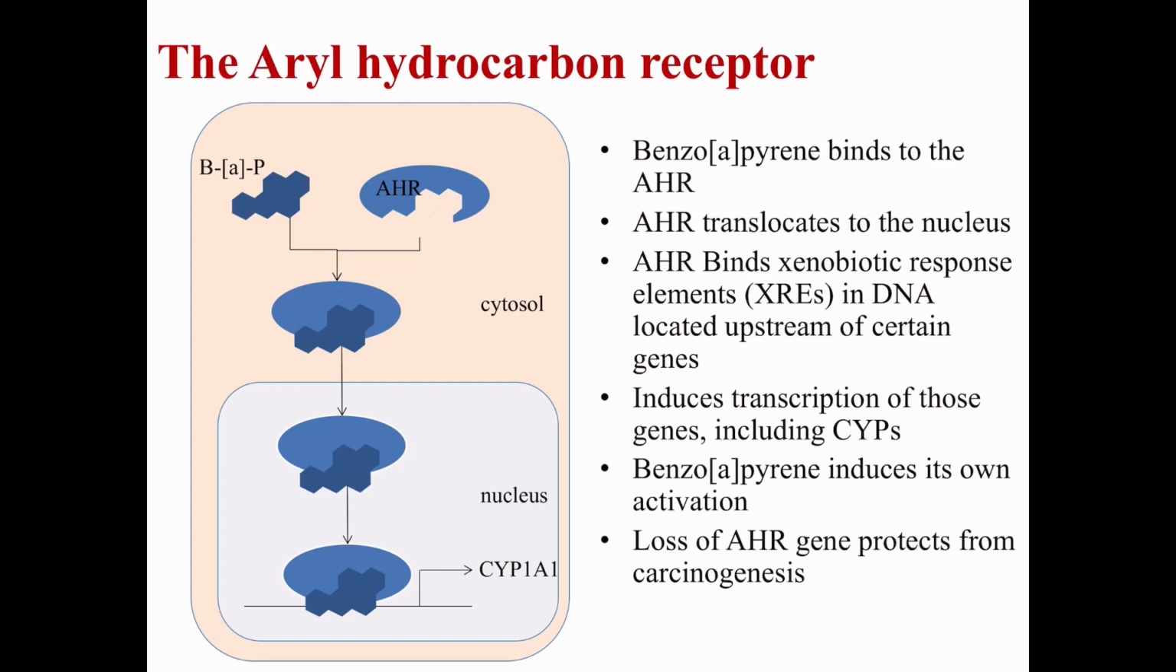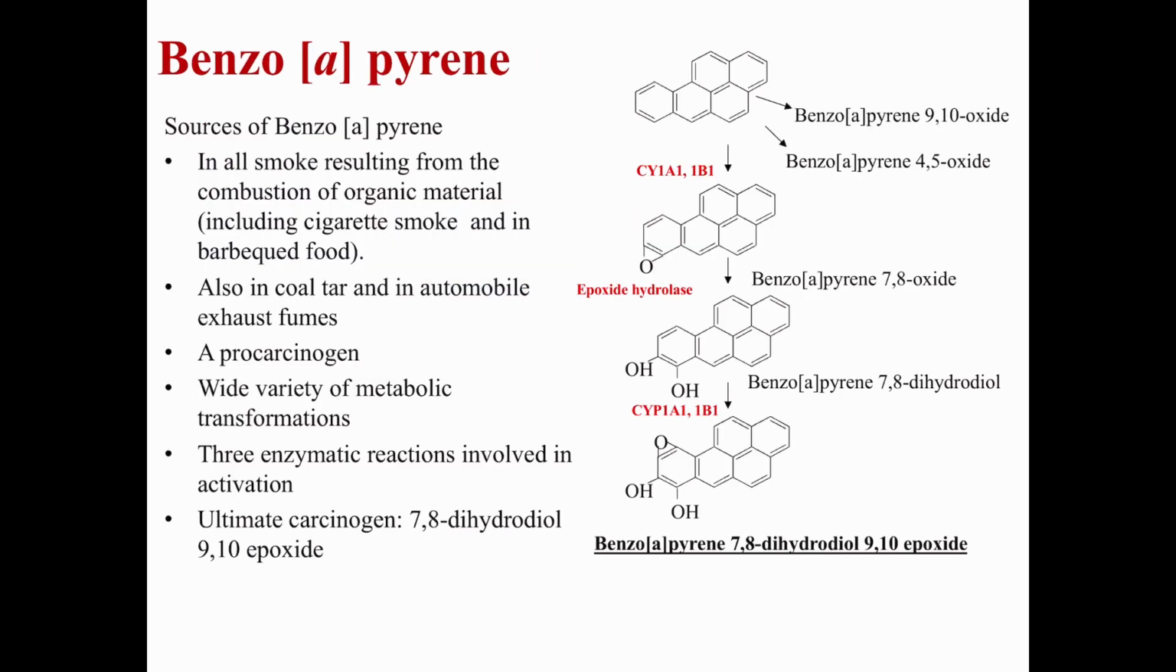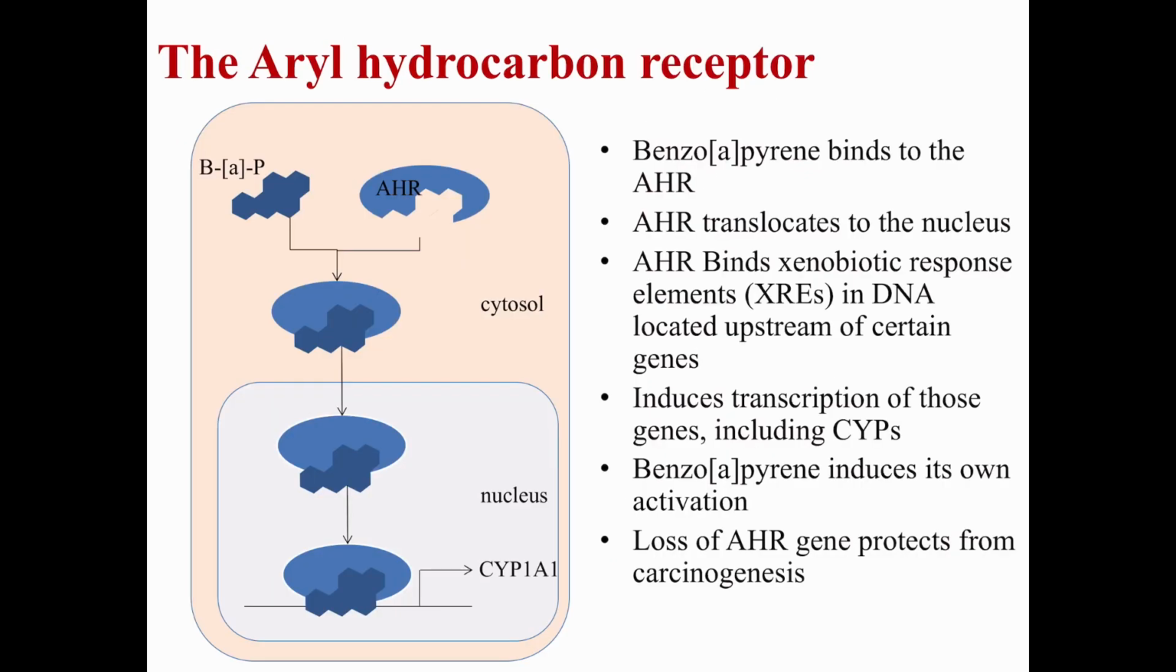Benzo[a]pyrene is able to bind to something called the aryl hydrocarbon receptor, or AHR. As is shown in the diagram on the left, the AHR is able to translocate to the nucleus, where it binds to DNA in specific areas called xenobiotic response elements. These are sequences in DNA that are located upstream of certain key genes that code for enzymes. There, they induce the transcription of those genes. An example of this would be cytochrome P450 1A1. And as we saw on the previous slide, CYP1A1 is involved in the metabolism and the generation of the carcinogen diol epoxide. So, at least from this, we can conclude that benzo[a]pyrene induces its own activation. It seems that the loss of the AHR gene protects people from carcinogenesis.